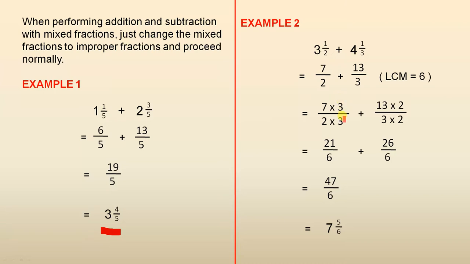So we need this number here to be 6, so we multiply top and bottom by 3. That gives us 21 over 6. We need this number here to be 6, so we multiply top and bottom by 2. That gives us 26 over 6. 21 over 6 plus 26 over 6 is 47 over 6. And that is 7 5/6.